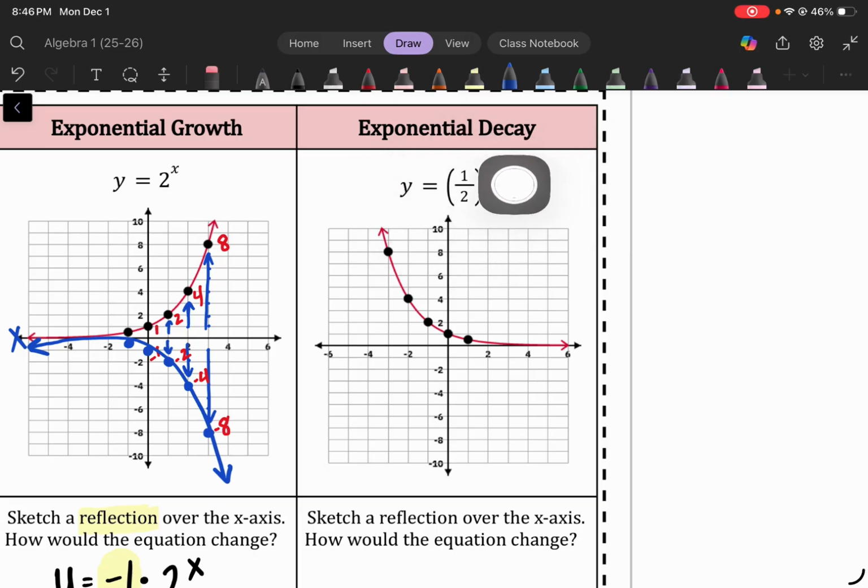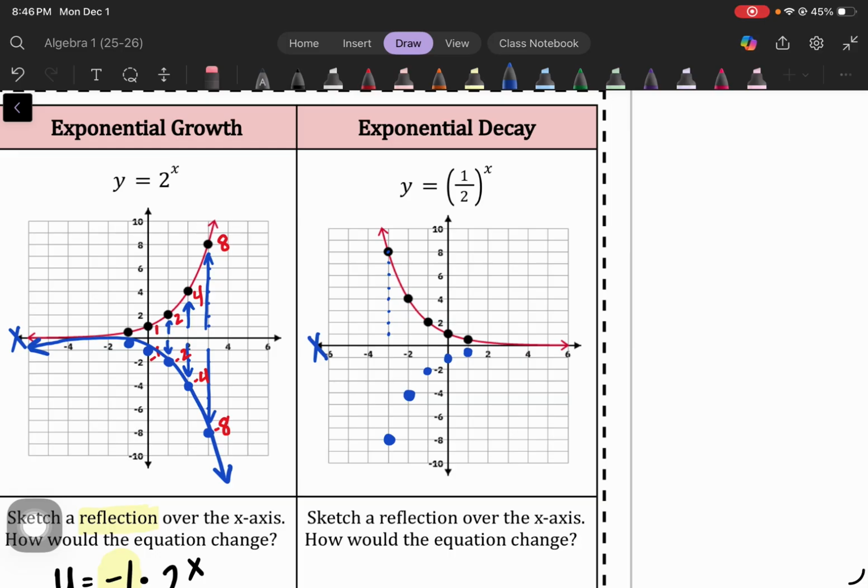Notice that we have our parent function. We want to reflect this line, so what we're going to do is we're going to flip it over the x-axis. Okay, so I'm going to go ahead. I'm 8 this way. 1, 2, 3, 4, 5, 6, 7, 8. So I got to be 8 this way. So I'm here. 4 here. 2 here. 1 away here. And then about a half away there.